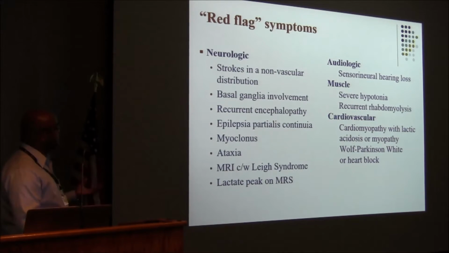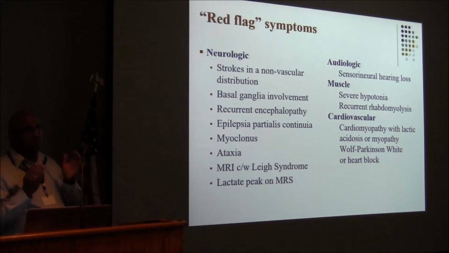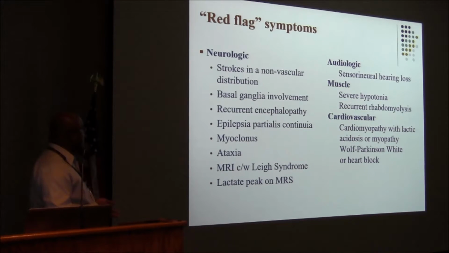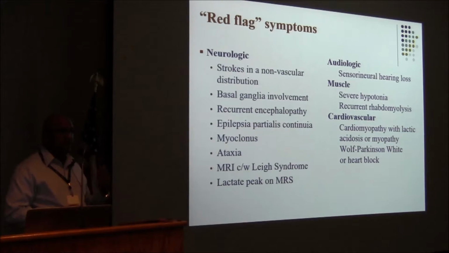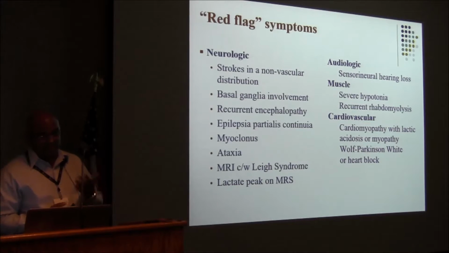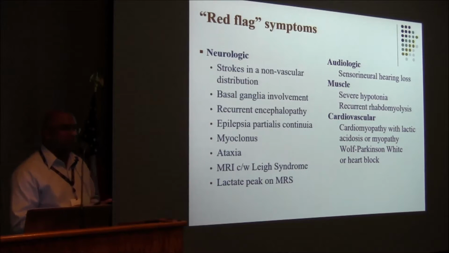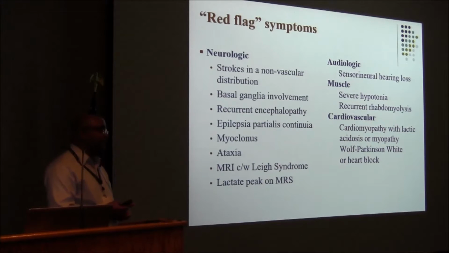So some of these symptoms are not by themselves. When you see a group of these symptoms, then you can be pretty confident that it is a mitochondrial disorder. The most important one neurologically is seeing a stroke that is non-vascular in distribution, and basal ganglia involvement are two of the most hallmark symptoms for mitochondrial disorders. And recurrent encephalopathy, epilepsies, they are not very specific. The one other specific one is the lactate peaking by MRS.